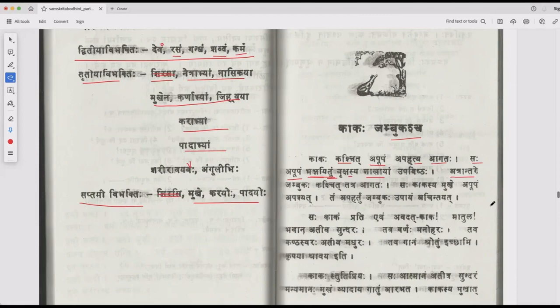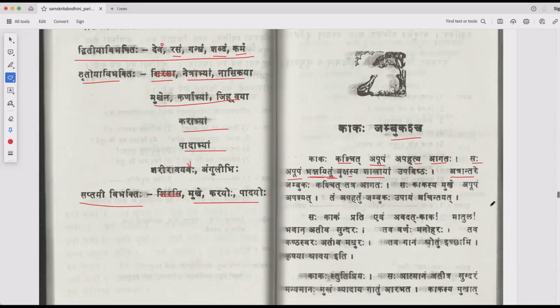Okay. Atrantare jambukaha kaschit tatra agataha. Atra antare. Atrant, correct. Splitting is right, but atrantare is usually used as an expression. It means meanwhile. Antaram is later. In between. Antara is actually in between. Atra antare, in between this whole episode. So atrantare, meanwhile. Jambukaha is fox.